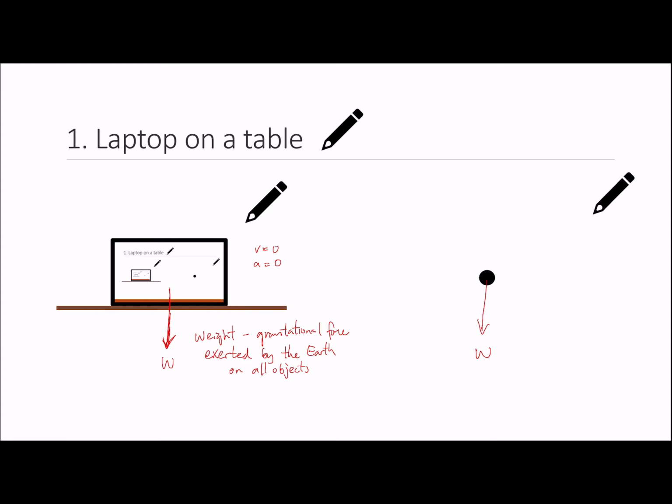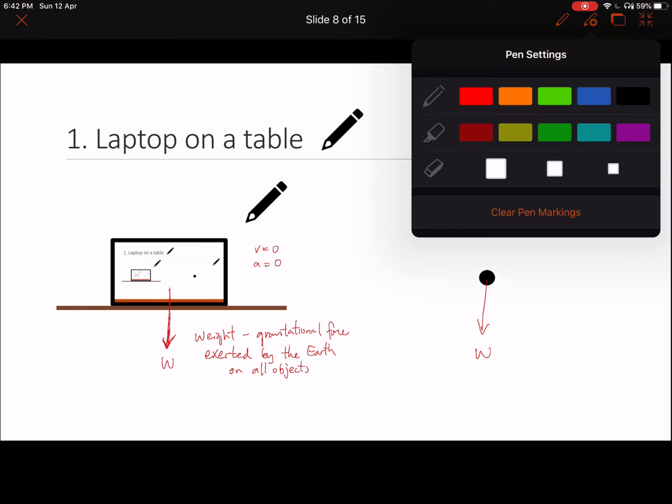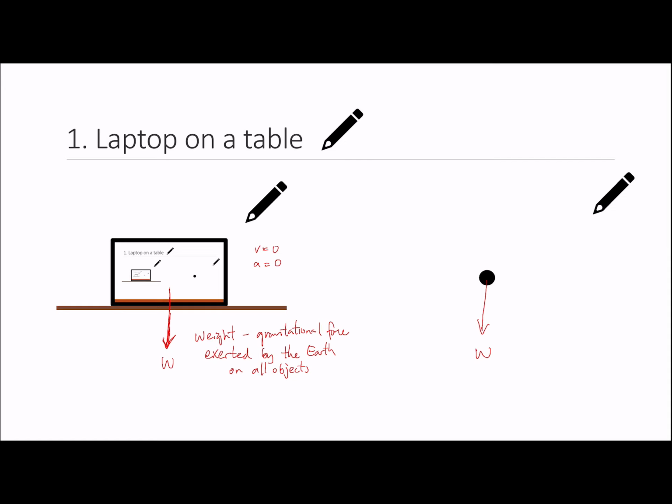But we said that your laptop wasn't accelerating downwards, right? It's not falling through your table into the ground. So there must be another force that is cancelling the effects. It's trying to counterbalance the effects. It must be pointing upwards, right? Because that's how you balance out a downwards force. So this upwards force we call the normal contact force. I'm going to draw this in here. It's called the normal contact force.